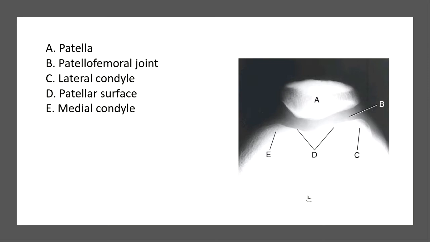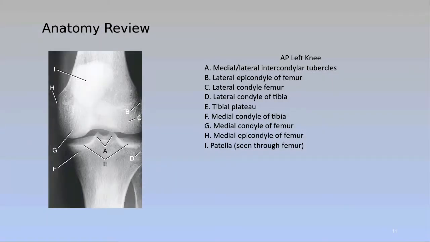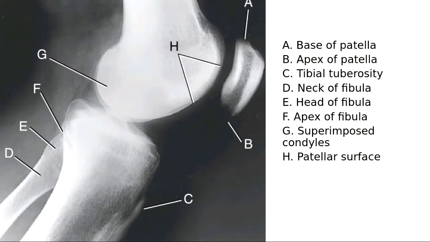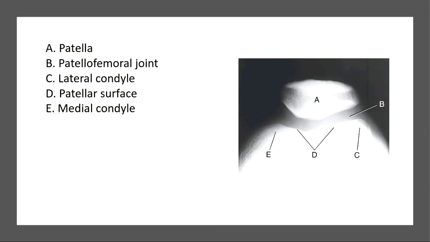So it's just kind of an overview of our anatomy. So we have the AP knee, a really good lateral knee, a not so good under-rotated right lateral knee, and then we have our sunrise view.